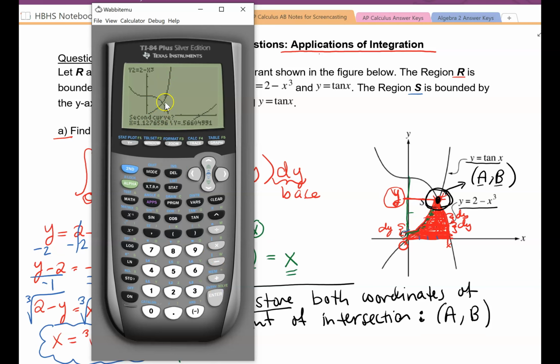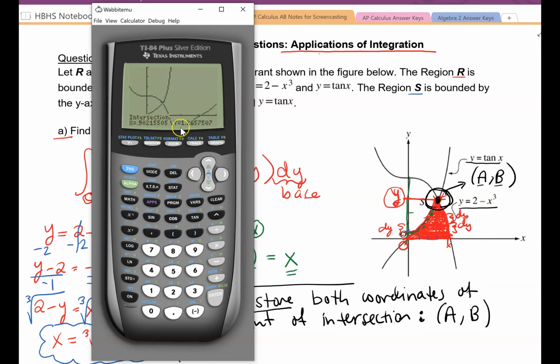Then it'll drop that point down to the second curve and give you the equation. You can say, yep, that's the one. Then it says guess, and you can scroll closer to where you can see the point of intersection to be between the two. Hit enter, and it will calculate that point of intersection for you.